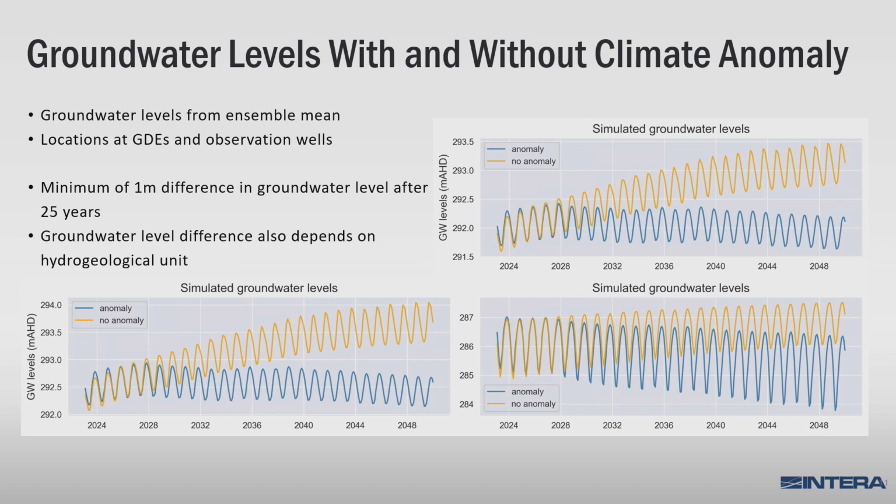And at the end of the predictive period, we almost always had a minimum 1 meter difference in groundwater levels, only based on including a reduction of rainfall or not. On top of that, in the end, we will also have difference due to mining, which is not included in there.